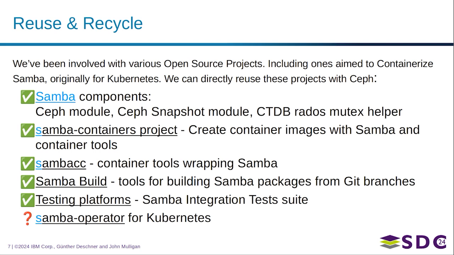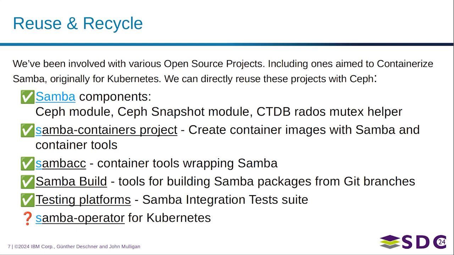Back in 2020, one of my colleagues, Michael Adam, started the Samba Containers project. This is intended to wrap Samba in a standard container platform, the OCI container, and provide standard workflows around it. This is then integrated with a library called Samba CC. It's a Python tool that integrates Samba and makes it easier to run within a containerized environment.